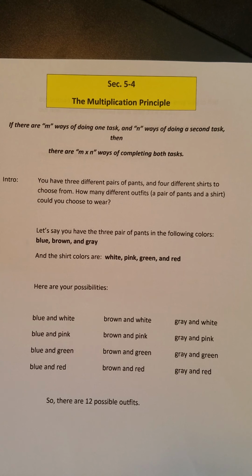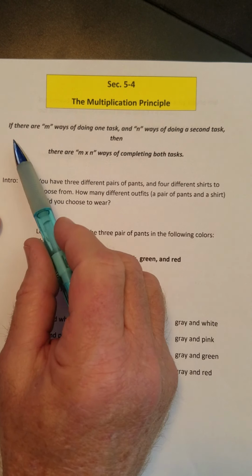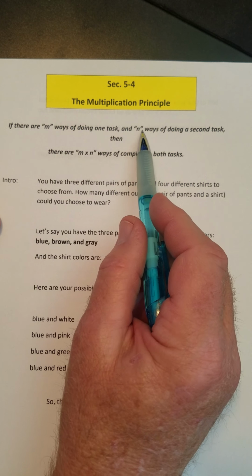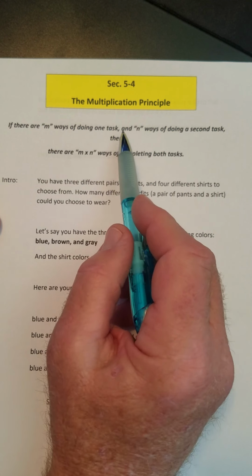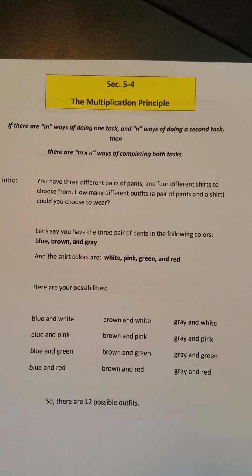Okay, there is a thing in mathematics called the multiplication principle. Simply put, if there are m ways of doing one task and n ways of doing a second task, then there are m times n ways of completing both tasks. After I show you an example, that'll make 100% sense to you. And this is what we call counting. We're coming up with different ways of counting the number of possibilities.